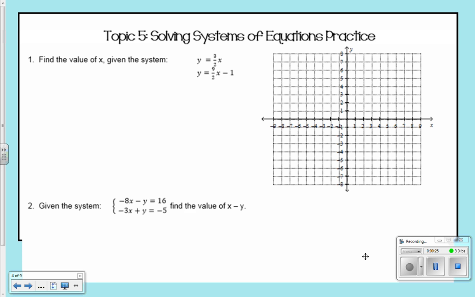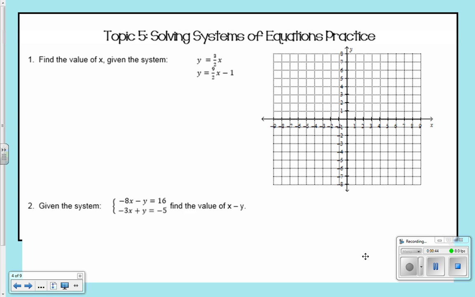You can pause it right now if you want to before I do number 1, or in between each problem, doesn't matter to me. So on number 1, it says find the value of x given the system y equals 3 halves x and y equals 9 halves x minus 1. When you first glance at this, obviously there's a graph, but also they're both solved for y equals mx plus b. So it looks like we need to graph, right?